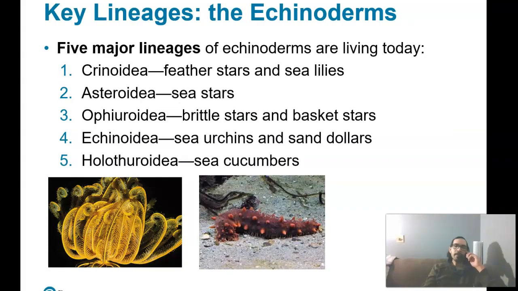And here are the five major lineages of echinoderms that are living today. So you have the Crinoidea, which are the feather stars and sea lilies. You have Asteroidea, sea stars. Ophiuroidea, these are brittle stars. Echinoidea, sea urchins and sand dollars, and then the Holothuroidea, which are the sea cucumbers.